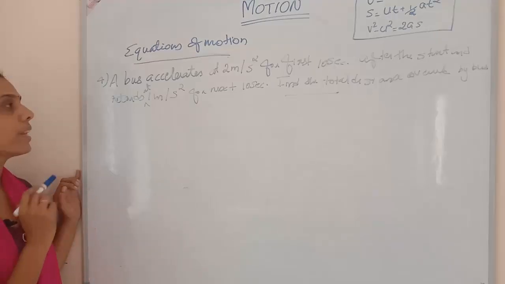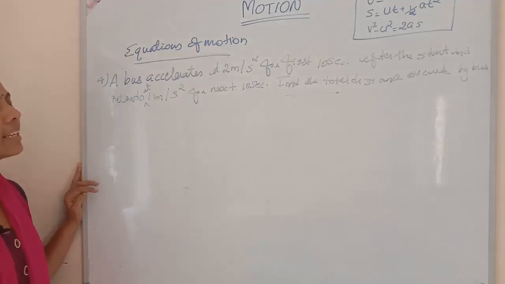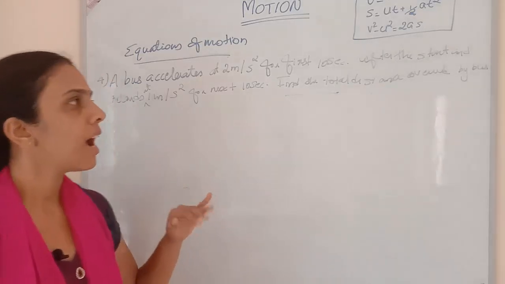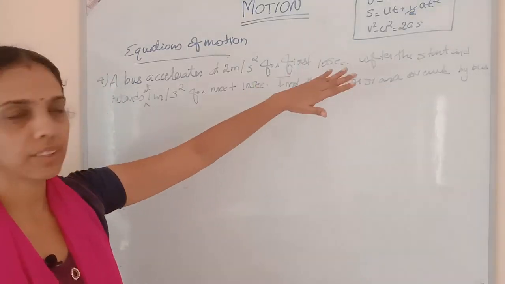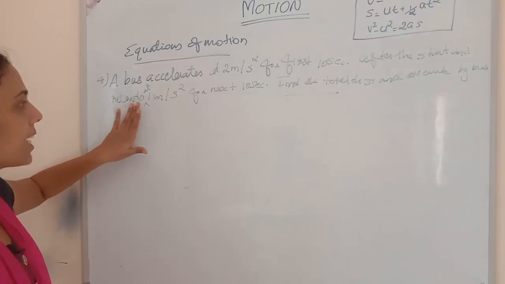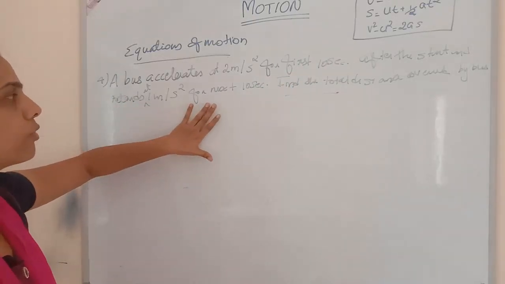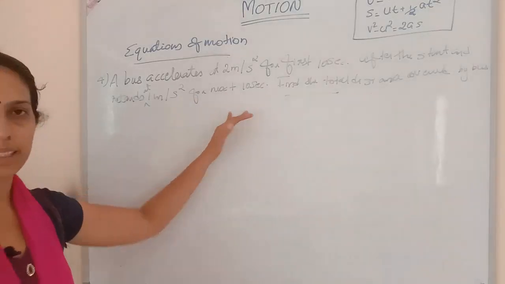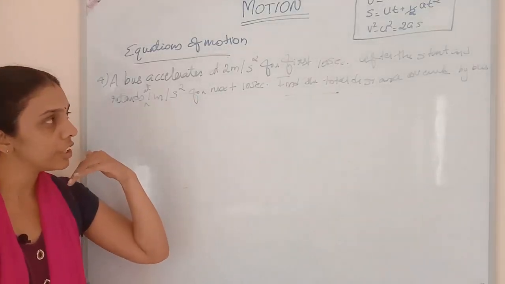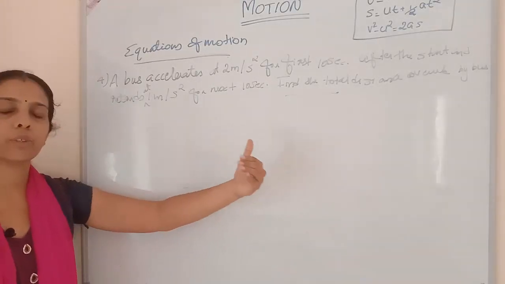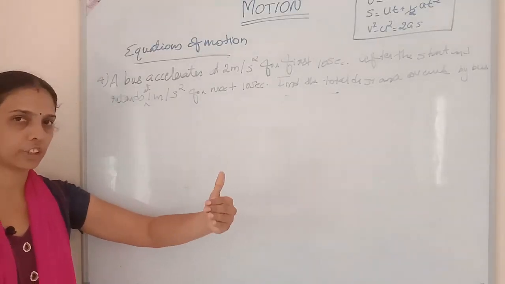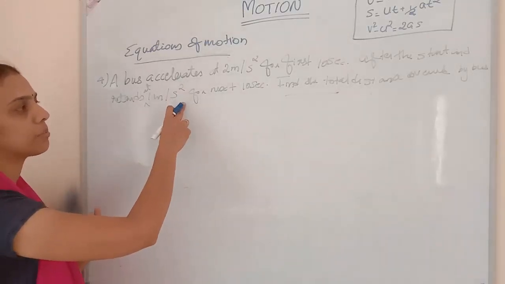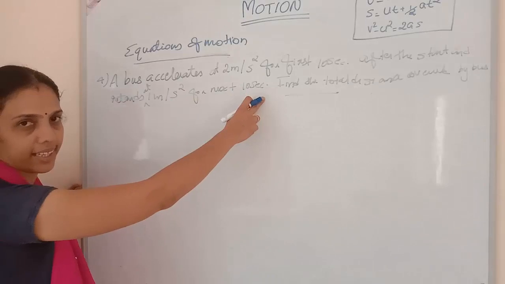Okay. So next is, a bus accelerates at 2 meter per second square for 10 seconds after the start, and retards at 1 meter per second square for the next 10 seconds. Find the total distance covered by the bus. Here initially it is accelerating for 10 seconds at a particular acceleration, and then it is retarding at 1 meter per second square for the next 10 seconds.